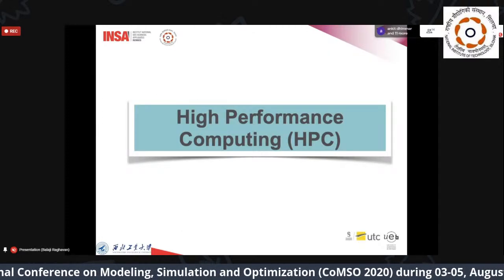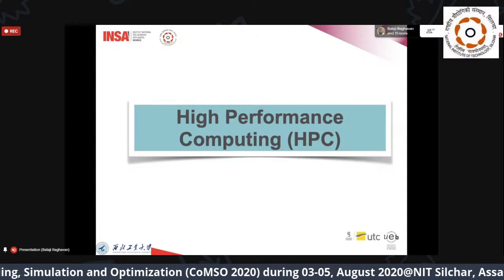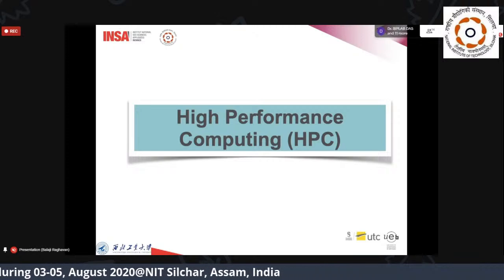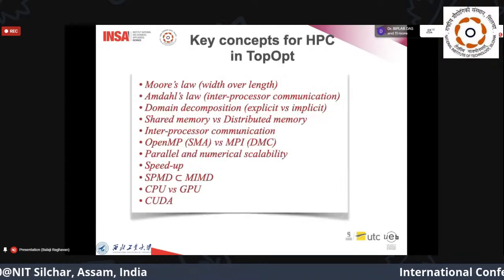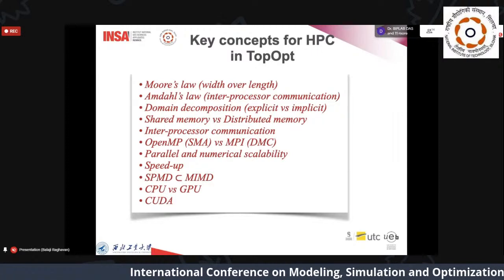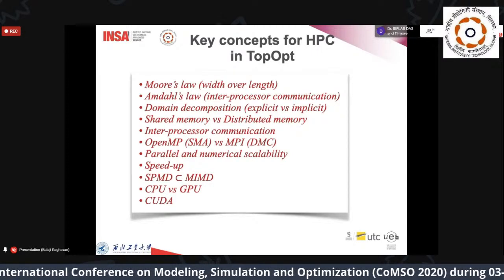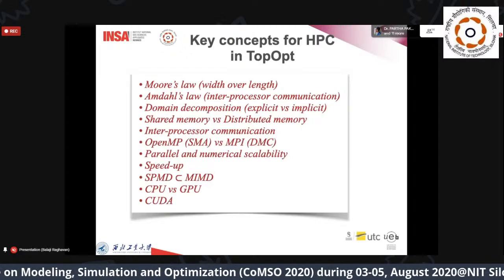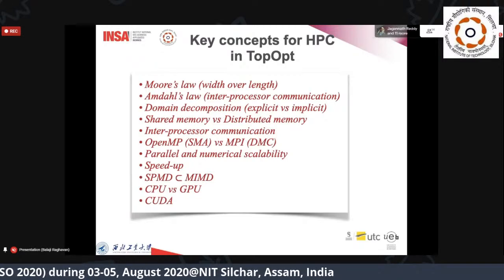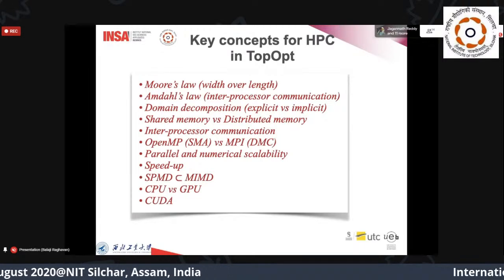So we go off into the second approach, HPC, which I actually worked on back in 2006. There are some key concepts, which I'm sure there are many specialists in high-performance computing who know well. I'm not one of them. You have Moore's law, which emphasizes width over length. You've got Amdahl's law, domain decomposition, explicit versus implicit, which basically means how do you decompose the domain?